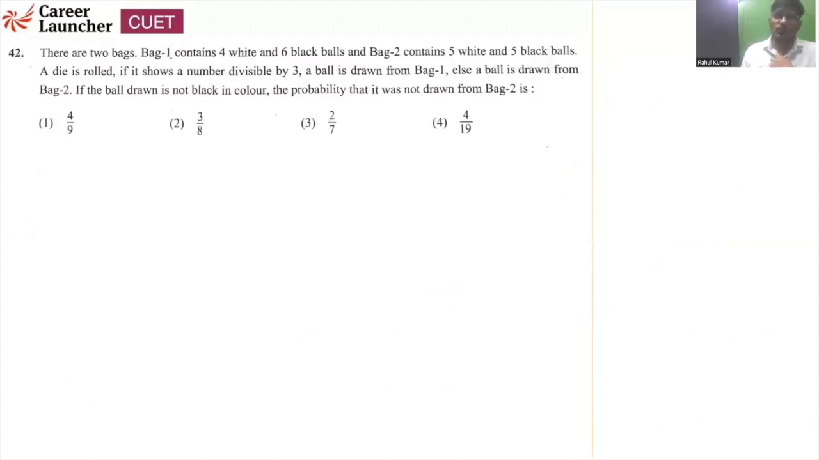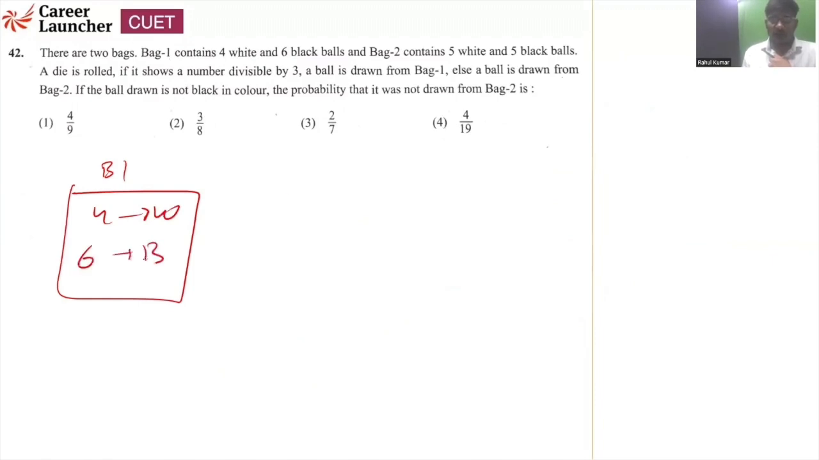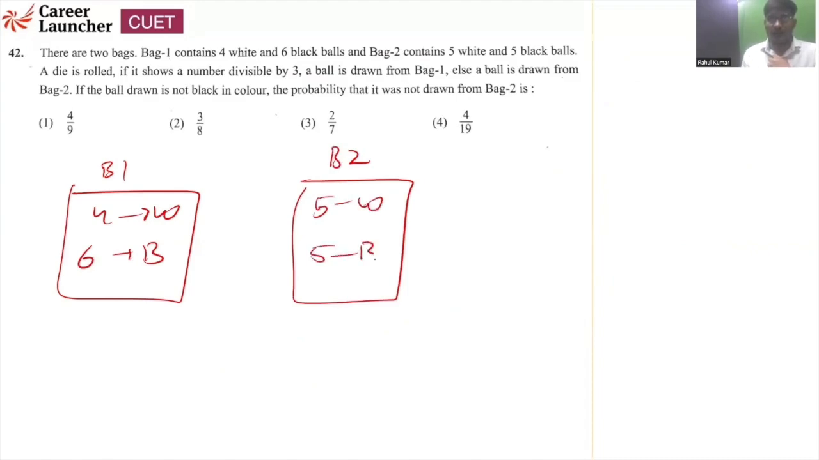Now the next question is, there are two bags. Bag one contains 4 white balls, 6 black balls. Bag 2 contains 5 white balls, 5 black balls. Now, a die is rolled; if the number is divisible by 3, then bag 1 is drawn. So what is the probability that bag 1 will be drawn? It will be when the number is divisible by 3, so it will be 2/6, which is 1/3. So drawing of bag 1 has probability 1/3, drawing of bag 2 has probability 2/3.